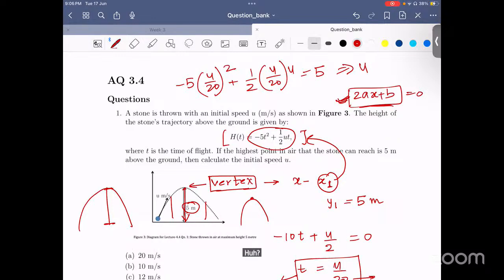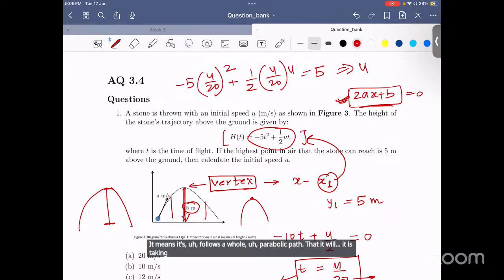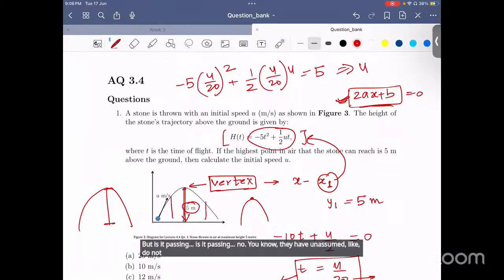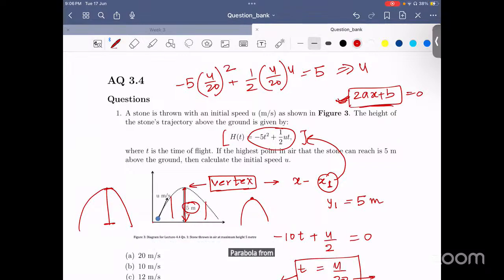Why should it be t by 2? Because it's the total time of flight is t. It means it follows a whole parabolic path taking total time t. But is it passing through the origin? No. You don't mix whatever you have learned in physics. You don't have to use any concept here. First of all, this is not passing through the origin, like we are just throwing this parabola from the origin. So you don't have to use that concept of t by 2 or something.